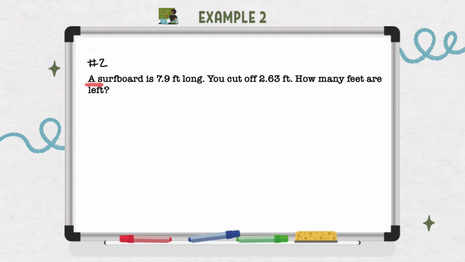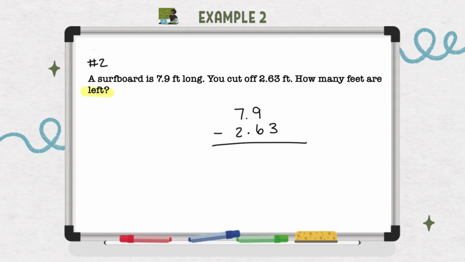Example 2. A surfboard is 7.9 feet long. You cut off 2.63 feet. How many feet are left? Well, there's our key word, left. And left means that we should be subtracting. So we're going to start with how much we had, 7.9, and we're going to subtract how much we cut off, 2.63. So I'm going to write 7.9 minus 2.63. Step 1 is done. I lined up my decimals correctly.